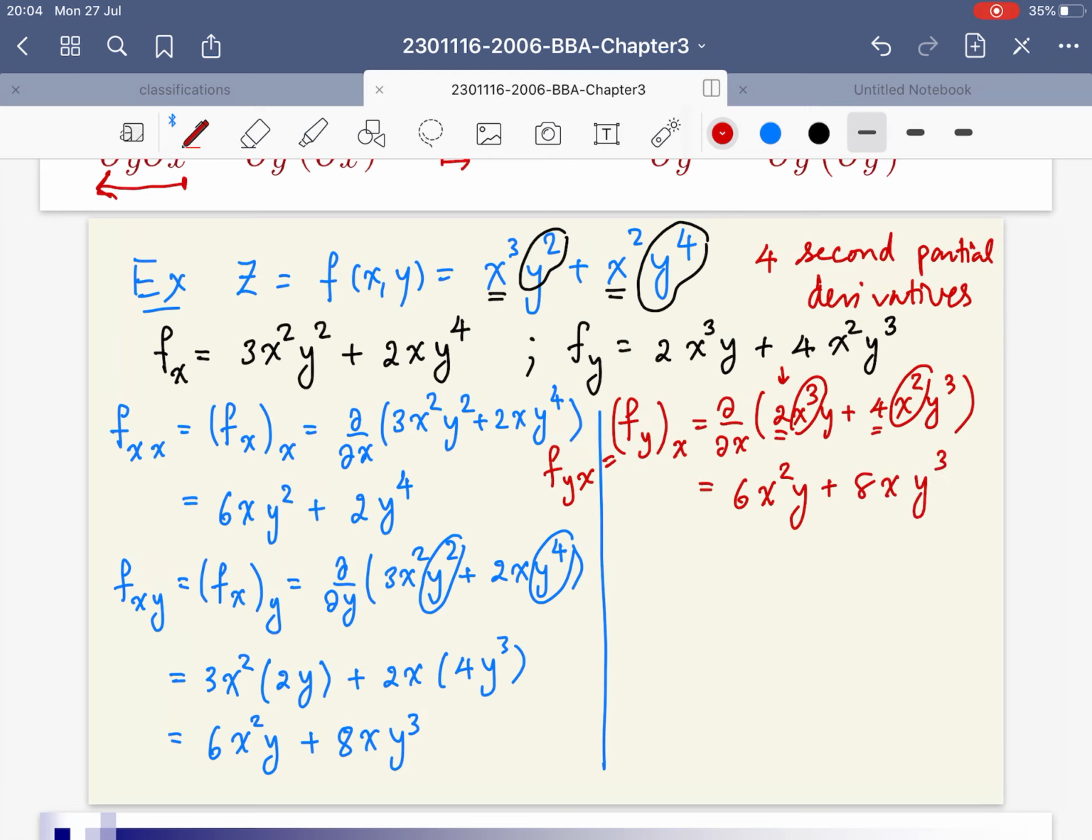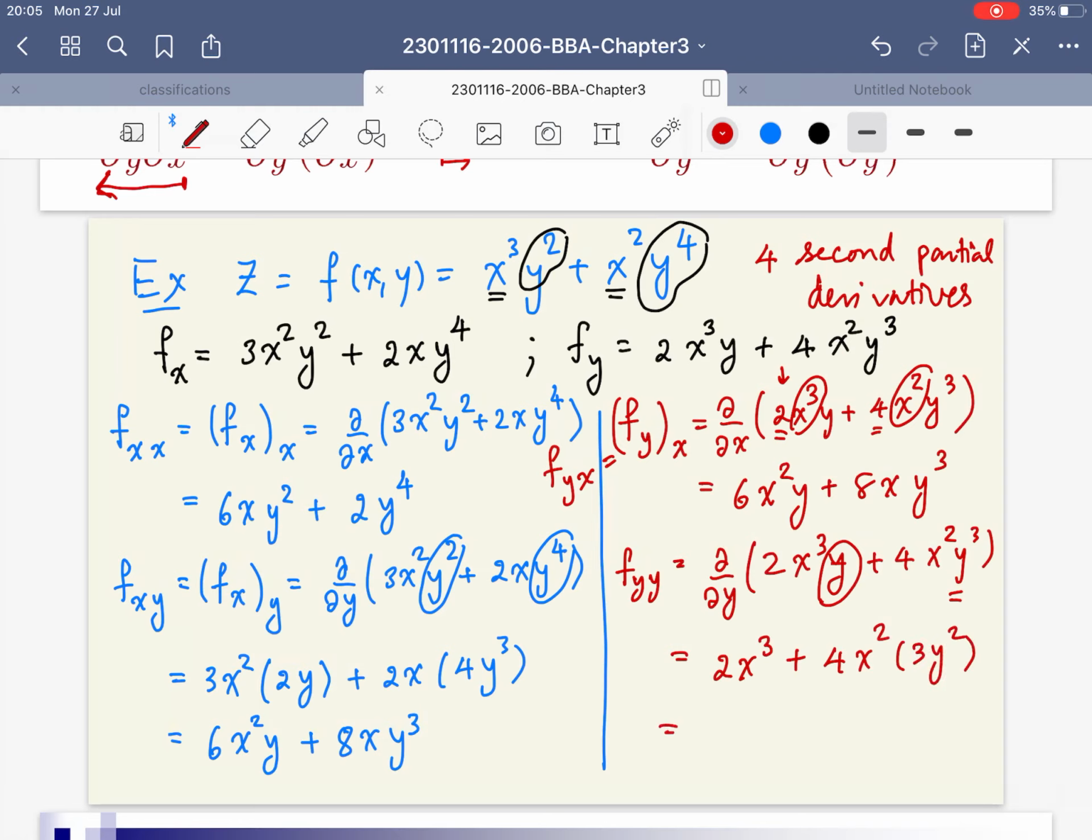Okay, and if you need to find f sub y, or the further derivative with respect to y of that f sub y, here you're going to have 2x cubed, okay, the derivative of y with respect to y is 1, and this one you got the derivative of y cubed, which is 3y squared, or you can simplify it to be 12x squared y squared. Okay, can you notice something here and there?